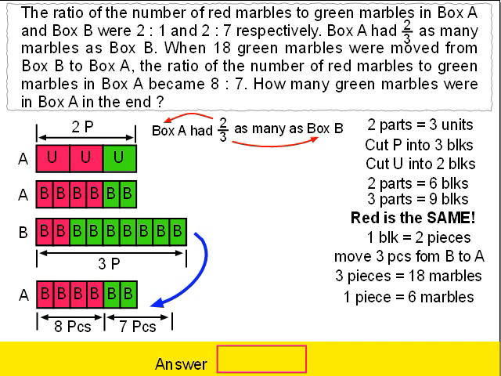Now the question is, how many green marbles were there in box A in the end? Okay, box A in the end would have 7 pieces. Since 1 piece is equal to 6 marbles, 7 pieces will be 7 times 6. That will give us 42 marbles. So the answer to the question is, alright, there were 42 green marbles in the end in box A.